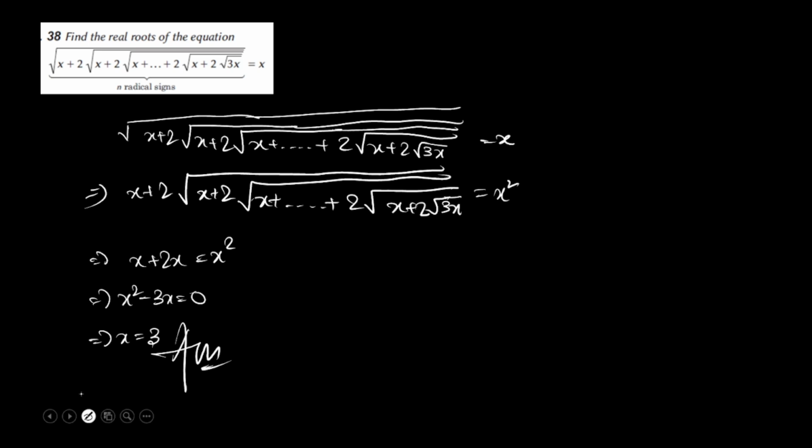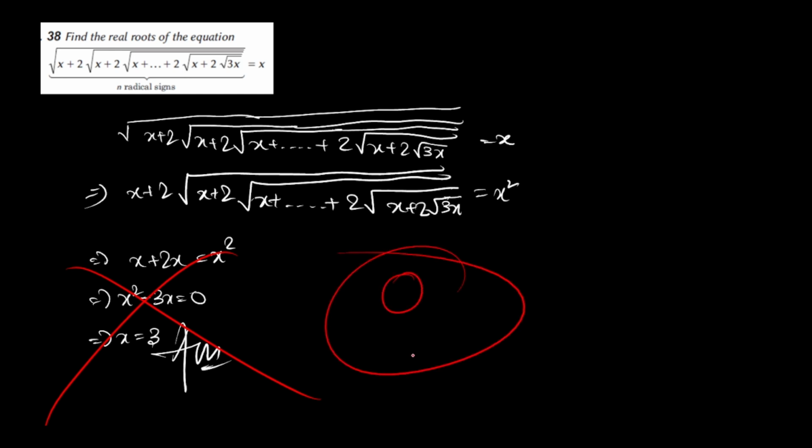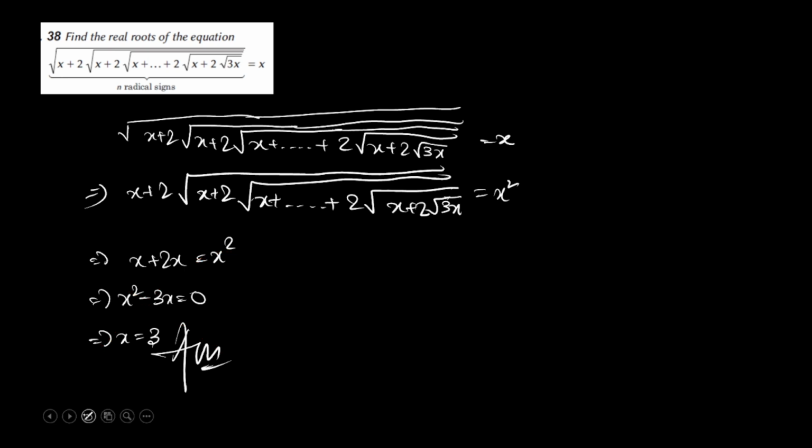Now the teacher came, he took the red pen, he says okay, very good. Now what happened? Why did he just cross it and give a 0 to you? Now why did he do that? Let's see.